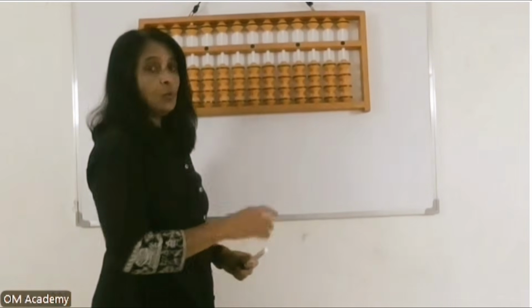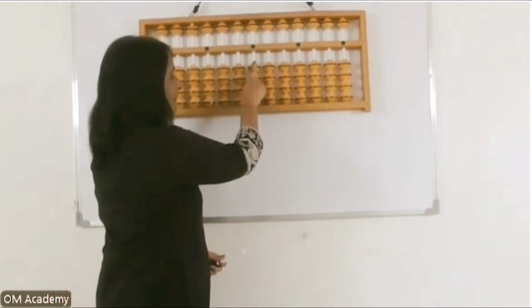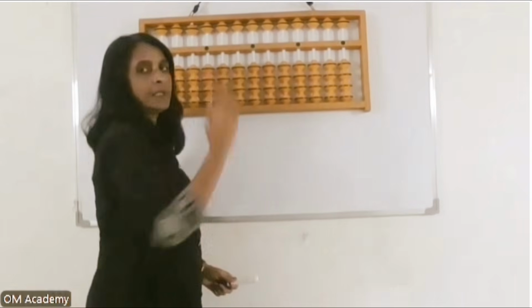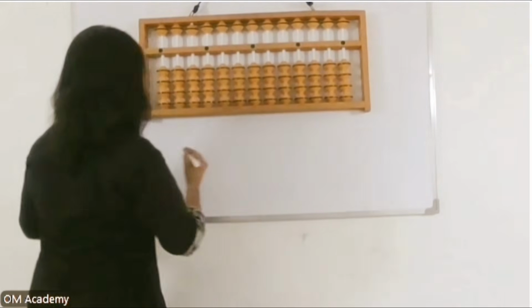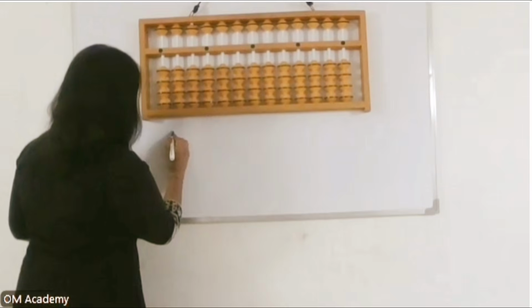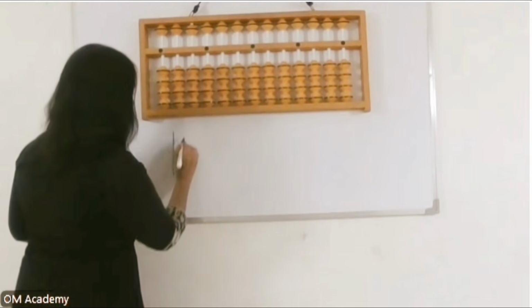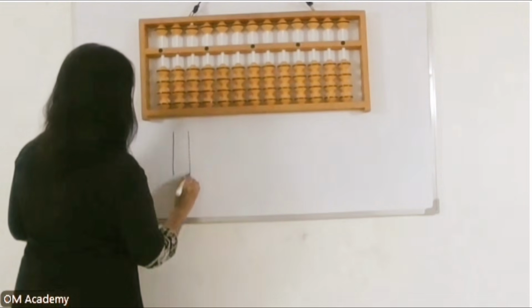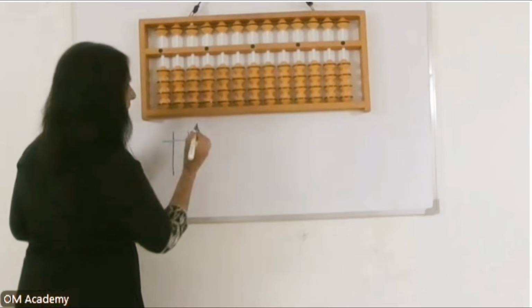So already we know this is the ones or units place and this is the tens place. When we draw the lines, the left side we consider as the tens place, the right side is the ones place, and this is the answer bar.